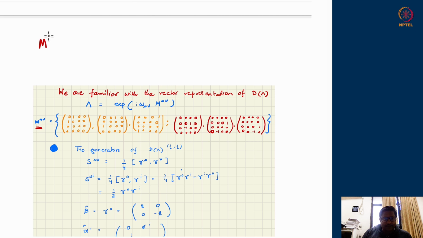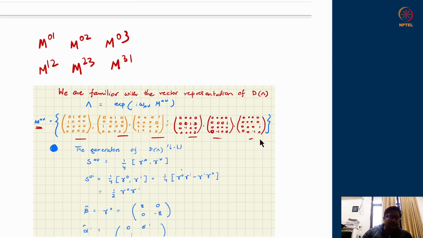Surviving entries are M01, M02, M03, M12, M23 and M31. These are the 6 components which are surviving, and they are antisymmetric. That means M10 is minus M01, M21 is minus M12 and so on. So there are 6 independent components, and these 6 are the 6 matrices.